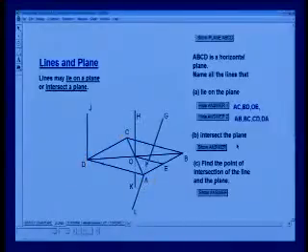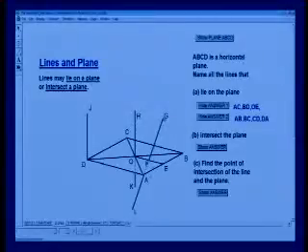Are there any lines that intersect the plane? Look carefully. Look at line JD. D is touching the plane, but J is not touching the plane. So JD intersects the plane. Likewise, you look at HK. H does not lie on the plane. K does not lie on the plane. But this line intersects the plane at O.